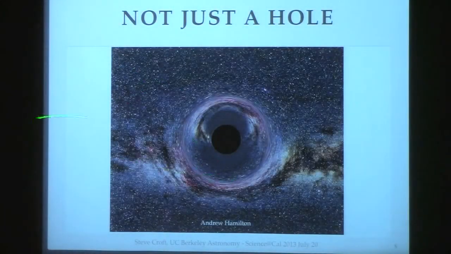So, here's a simulation. This is a backdrop of the Milky Way with what you would see if you were 600 kilometers away from a black hole with 10 times the mass of the sun. And it's distorting the image of the background. It's actually warping space-time around it. And you see here the event horizon beyond which no light can escape.